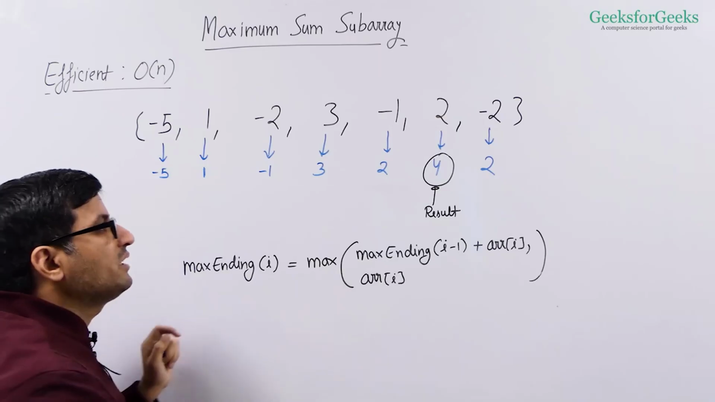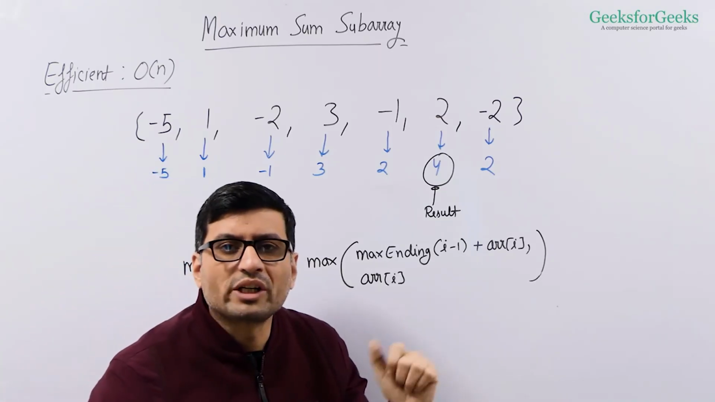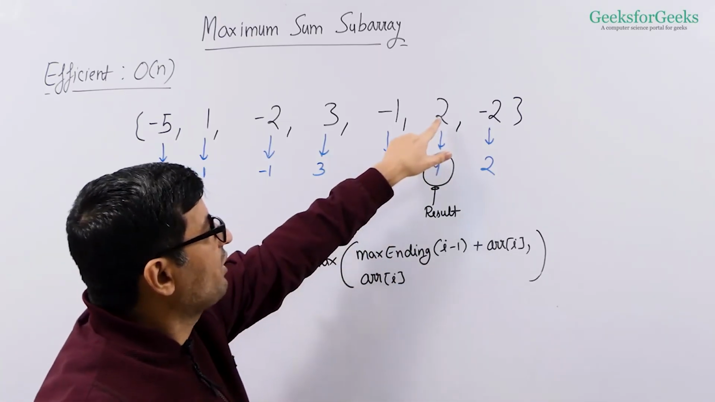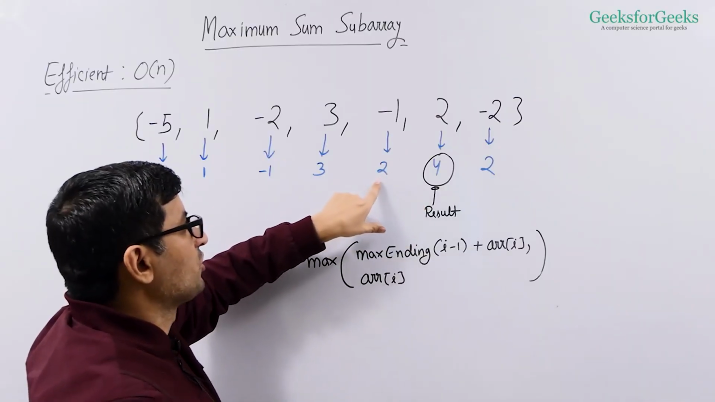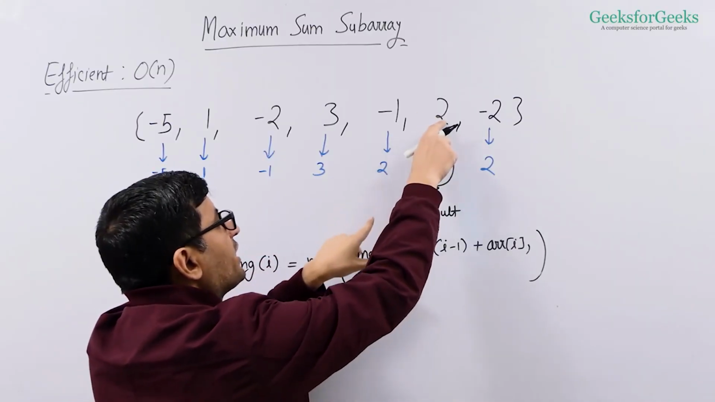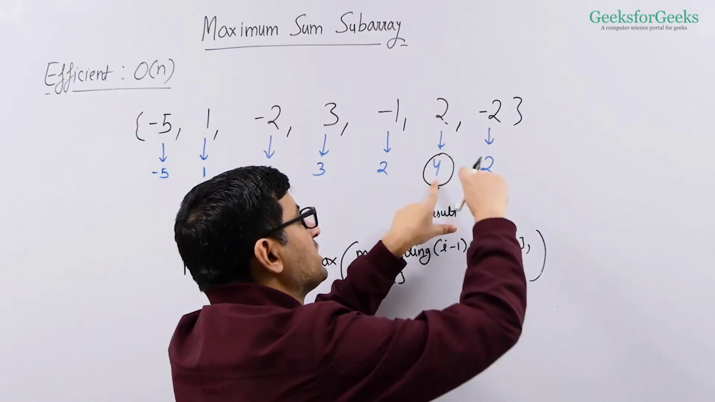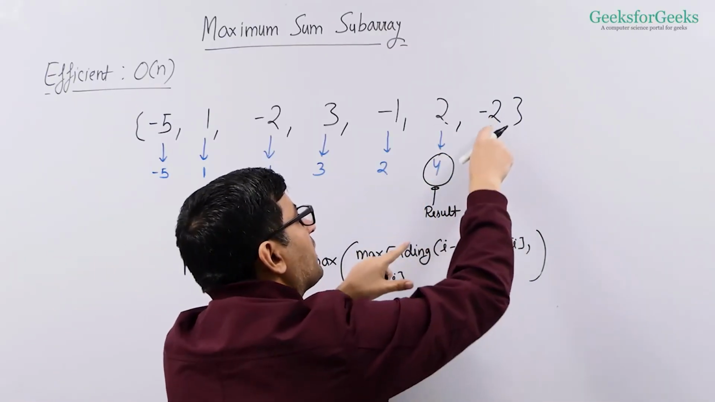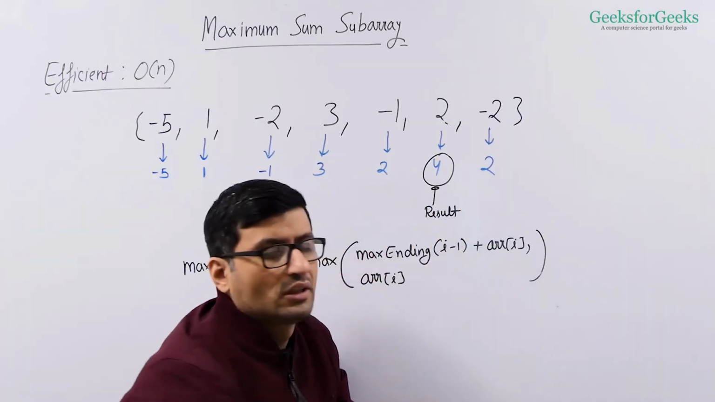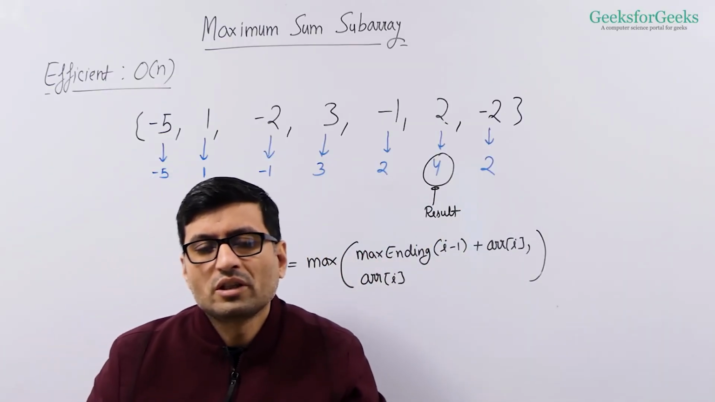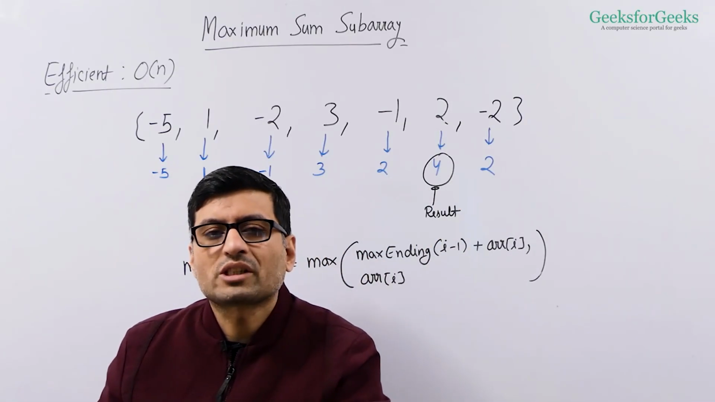So for every element, we are simply considering maximum ending with the previous element. When we are here, we have two choices. We take 2 plus 2, 4, or we take 2 only. The maximum of these two is 4. When we are here, we have two choices. We consider 4 minus 2, 2, or we take -2 only. Maximum is 2. So the idea is to either extend the previous subarray or start a new subarray.